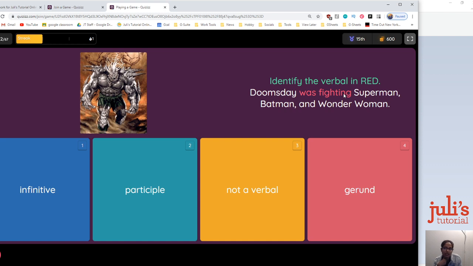Based on whether it's turning into a noun or an adjective, I will give you the answer, whether it's a participle, gerund, infinitive, or it's not a verbal.